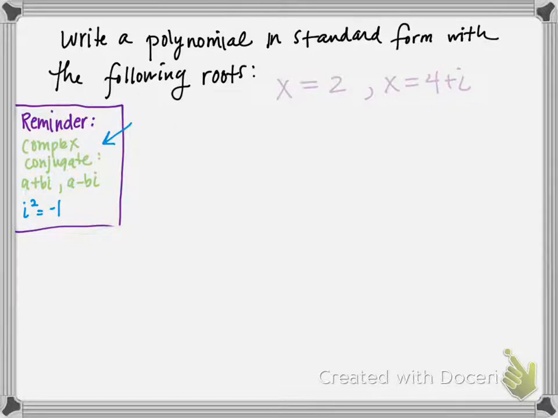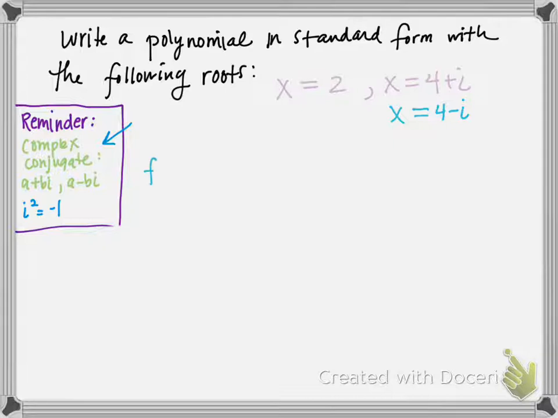For this example, we're going to be writing a polynomial in standard form with the following roots. The roots are 2 and 4 plus i. I notice that we have a complex root because of the imaginary unit i, and therefore we have another root here, its conjugate, which, if you look at the reminder here, the complex conjugate, if you have a plus bi, then the conjugate would be a minus bi. So if I have 4 plus i, I would have 4 minus i as well.